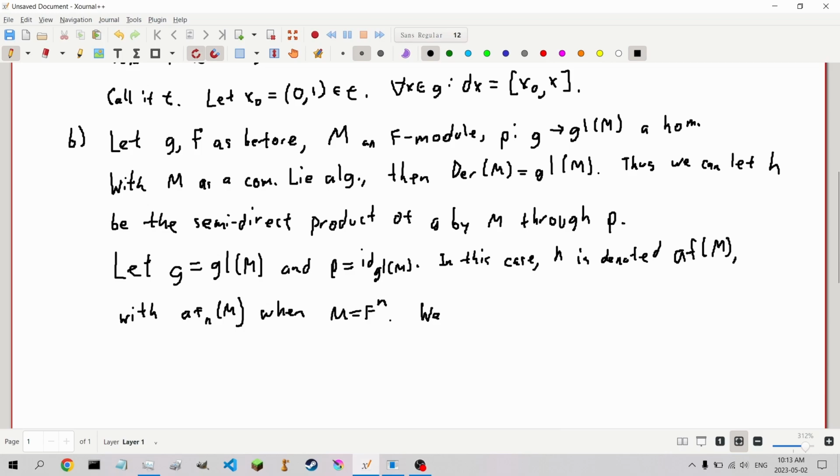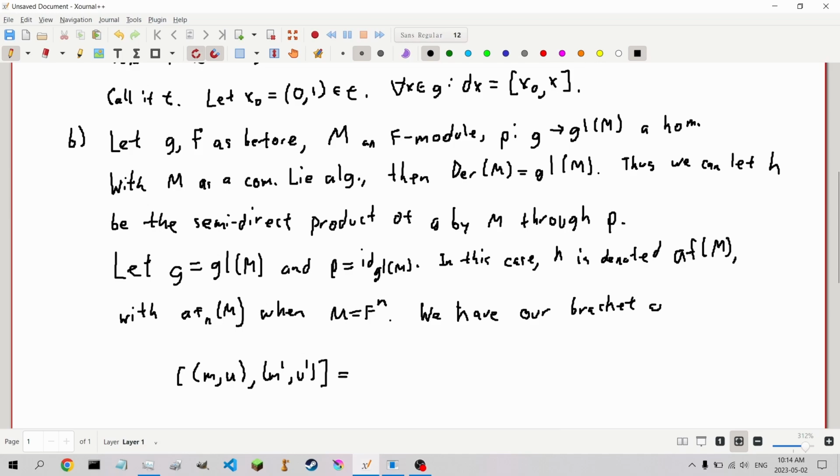And so we have our bracket as the bracket of m from our module and u from the general linear Lie algebra of our module, with some other bracket of m prime and u prime.